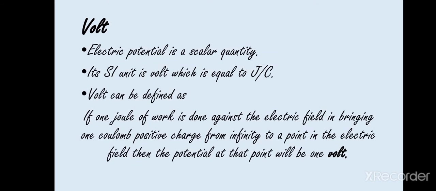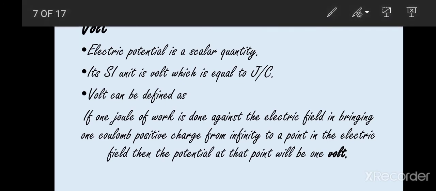Electric potential is a scalar quantity. It is just the amount of work. Its SI unit is volt, which is equal to joule per coulomb. As I have told you, the electric potential V is actually W divided by Q. So the unit of W is joule and the unit of charge is coulomb. So joule per coulomb is actually volts, represented by V.